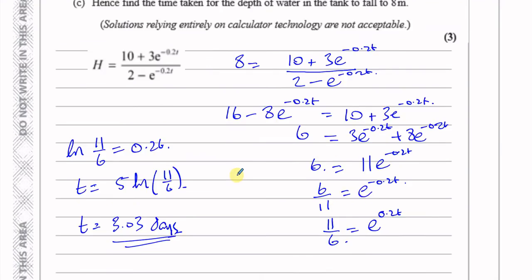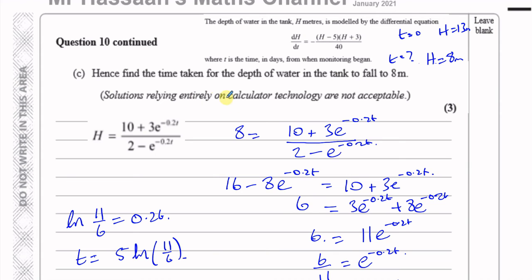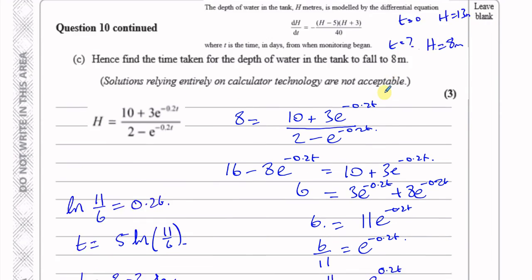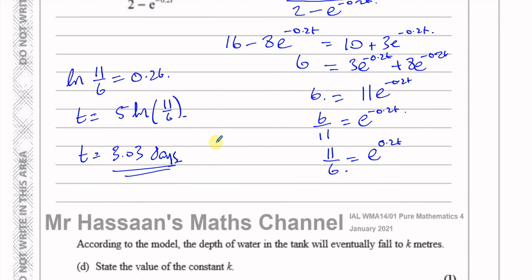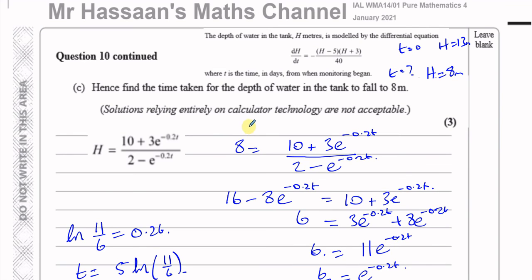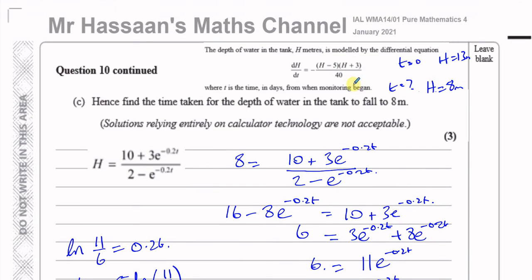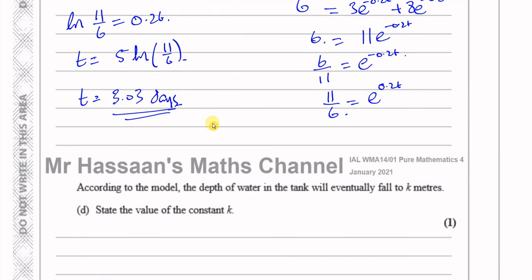Okay, they didn't say how to round it, so we'll just put 3.03 rounded to 3SF. If they said in terms of days and hours and minutes or something, but no, it just says the time taken, and we know that it's in days, so we just write 3.03 days.